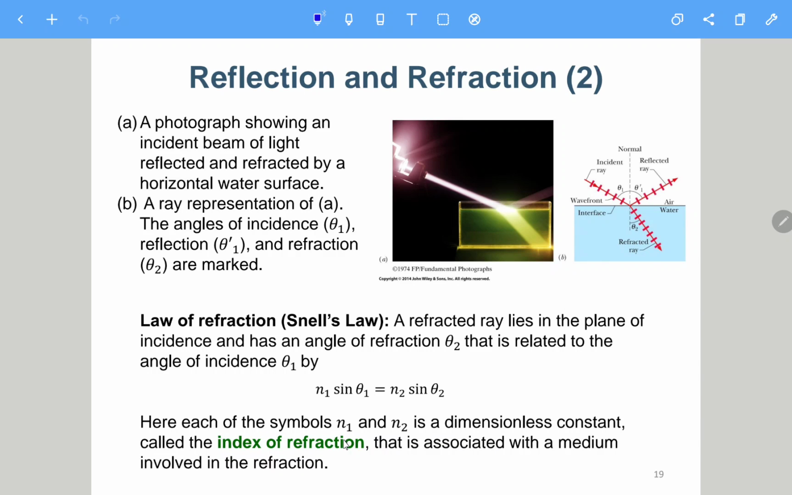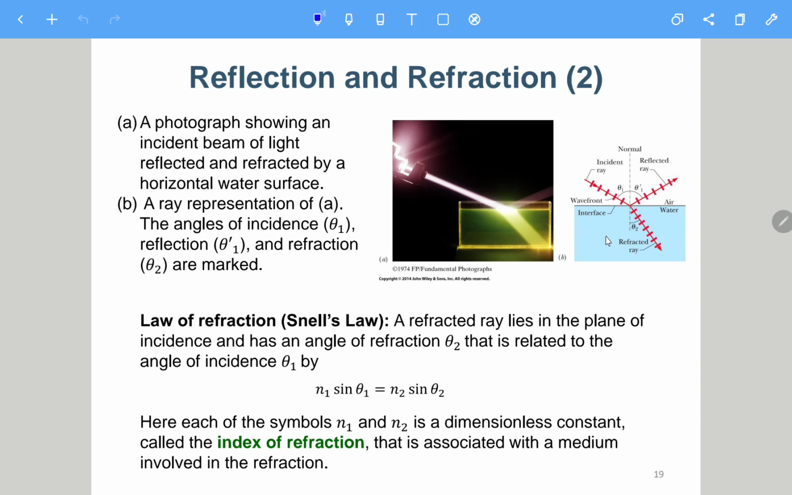So for air or vacuum, the index of refraction n is 1, and for all the other materials, n will be a number larger than 1, strictly larger than 1. And actually this number is related to the speed of light in that material.